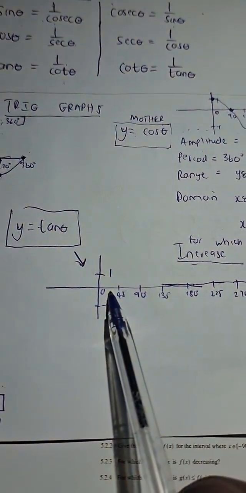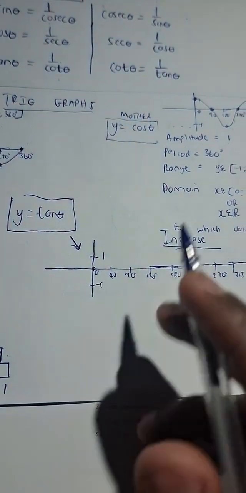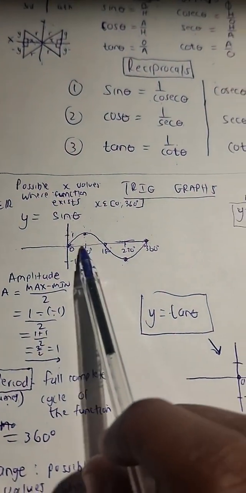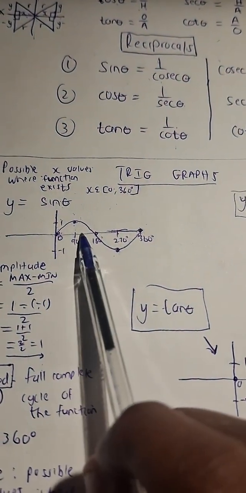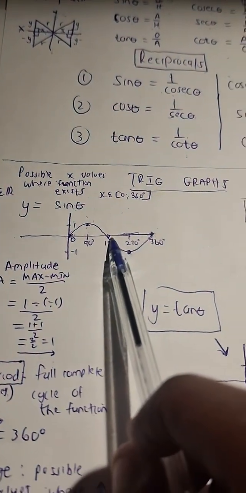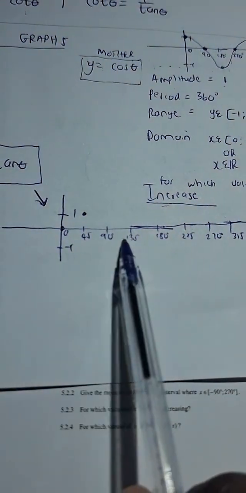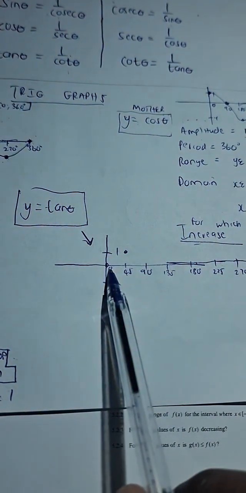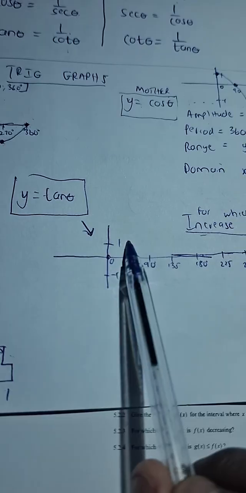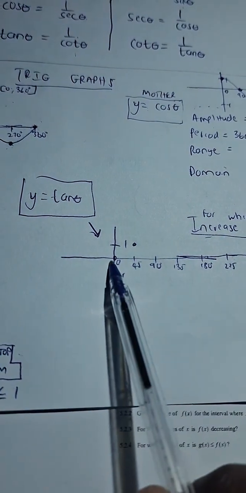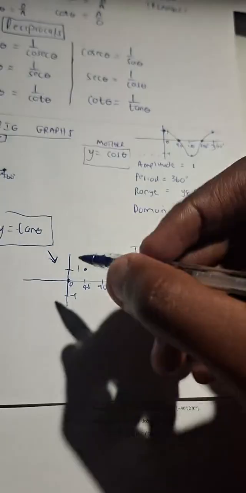Let's go to the tan graph. Tan graph is very interesting. Tan 0 is 0. Tan 45, unlike in the other graphs, where 0 to 90 was the interval spacing, we increased by 90 on the x-axis. But here in the mother tan graph, so that we can accommodate the inclusion of +1 for 45 degrees, we increase by 45.